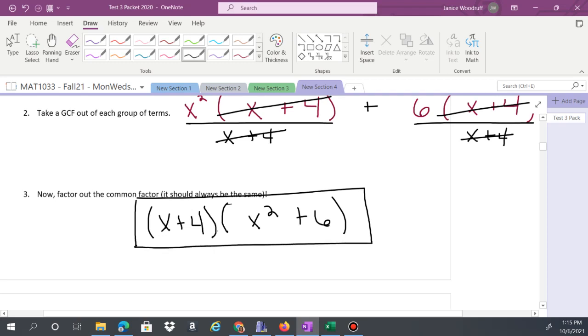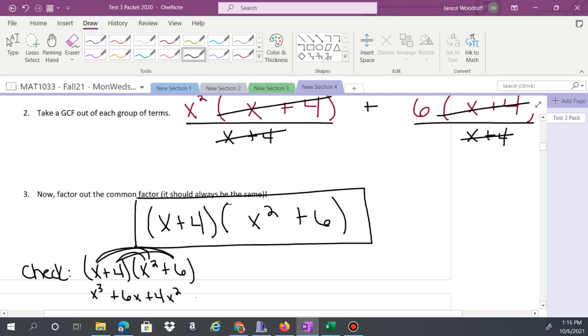Now, to check it, before you turn the page, you would just FOIL. If I want to check this, just go ahead and multiply it out. So here I would go x times x squared, that gives me x cubed, x times 6, 6x, 4 times x squared, 4x squared, 4 times 6, 24. And then that matches what we had before. The 4 and the 6 are just switched. So you would FOIL it out to check it.